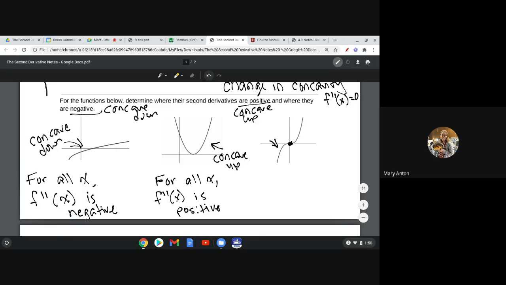From the left, is this concave up or concave down? Can I write CC for concave? Concave down, and then we switch to being concave up. And this point is called the inflection point.